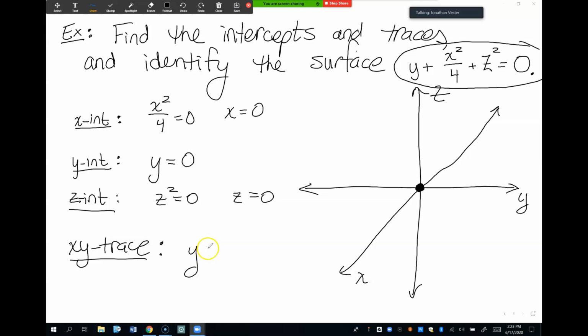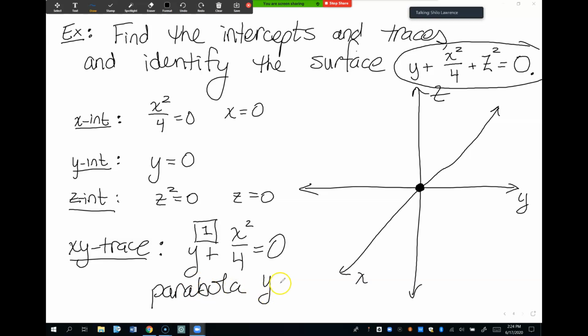I said the trace should be y plus x squared over 4 is equal to 0. Yeah, the z piece goes away, and that's what we've got. It's kind of hard to identify the conic section in this format, but you can without having to do any rearranging, because one of our variables is not squared. So automatically I know what this is. There's only one conic section where not all of the variables are squared, and what is that? It's a parabola.